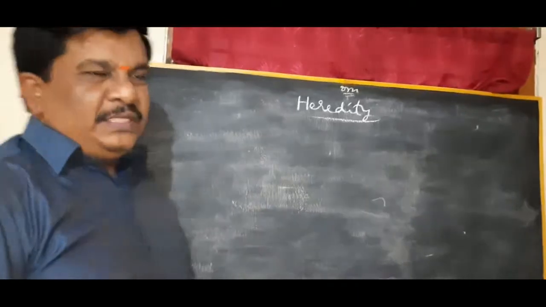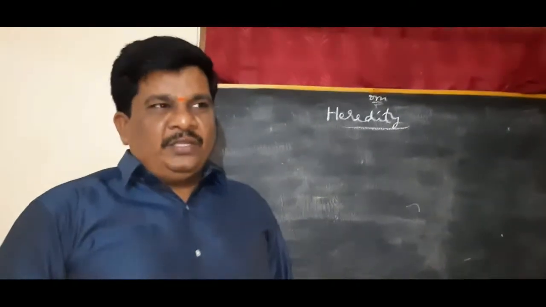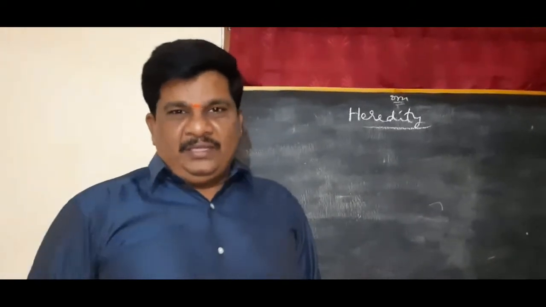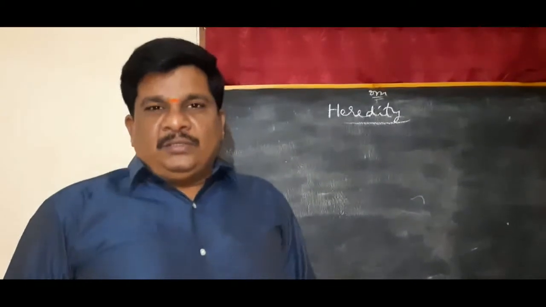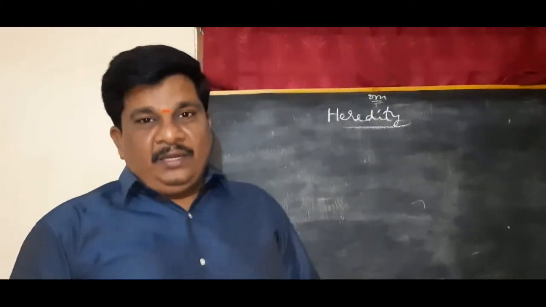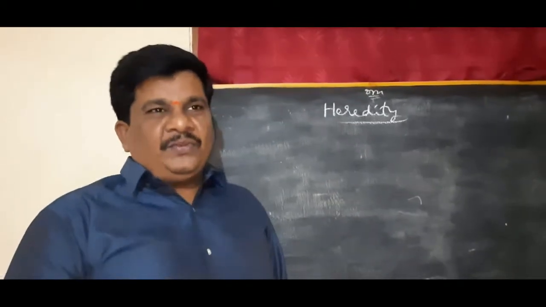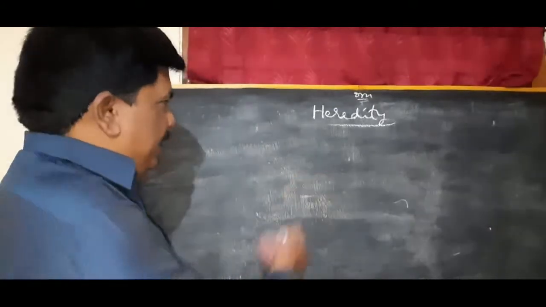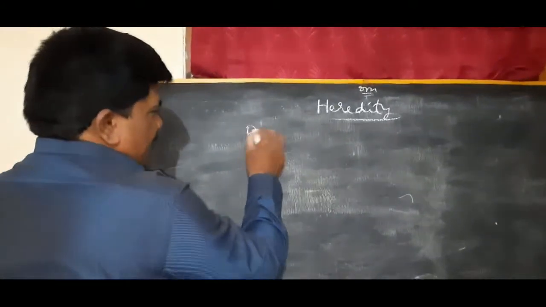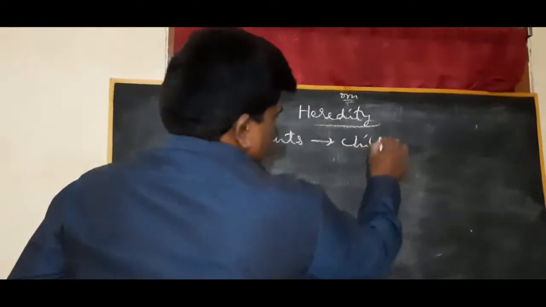So children, we see that there are characters in you that are seen in your parents. So your parents' characters are seen in your body. Like that, your grandparents' characters are there in your parents' body. So what is this? Transfer of characters from parents to children, offspring, is called heredity. So heredity means transfer of characters from parents to children or offspring.